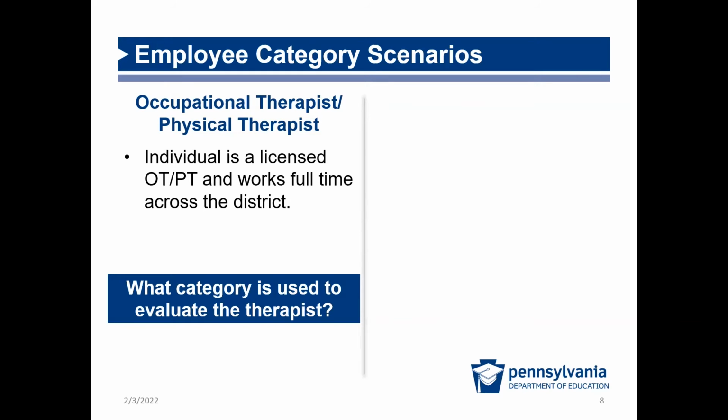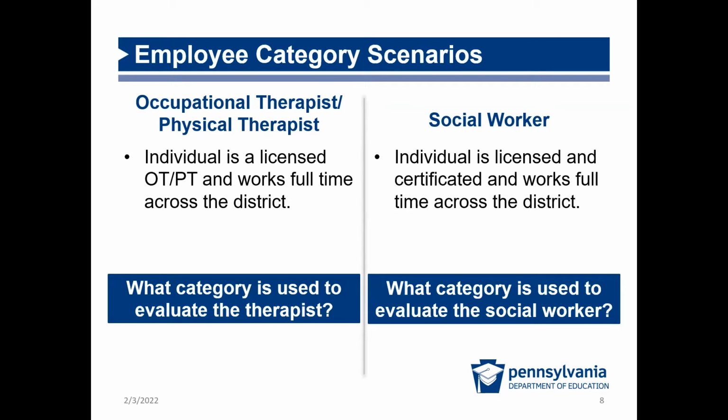So let's look at B, second scenario, social worker. This is an individual who is licensed and certificated and works full-time across the district. What category is used to evaluate the social worker? There you go, perfect. And that is the key word that was just called out, certificated. So this is an NTP. And I'm going to give you their brand new certificated position. So that is why we wanted to bring it up.